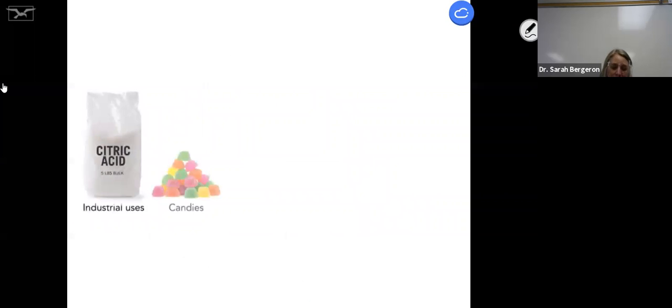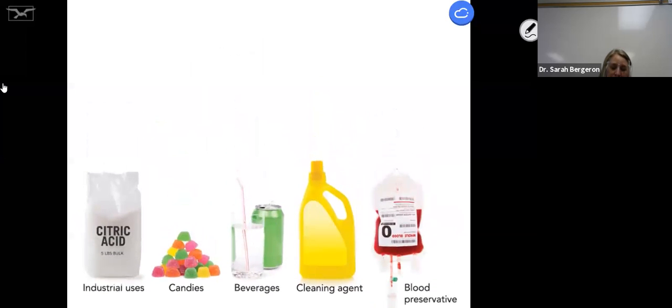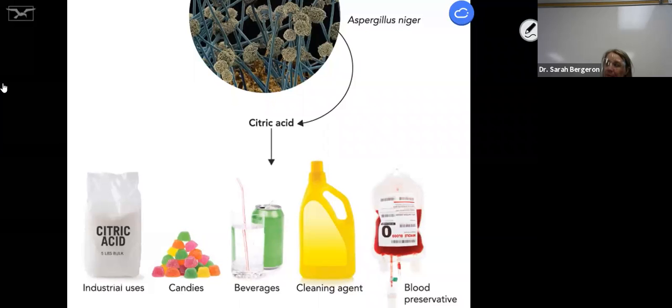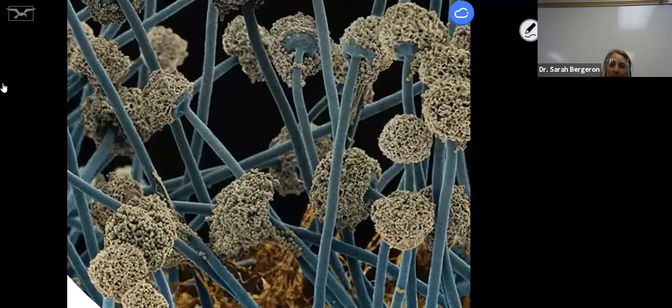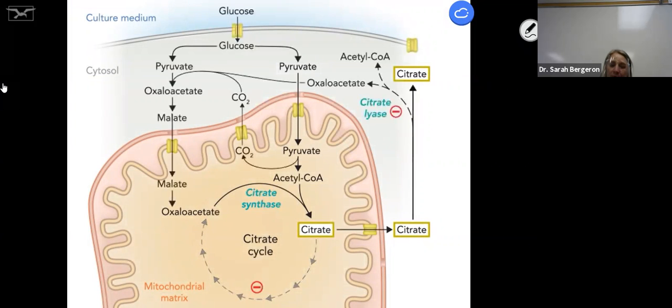Citric acid is used commercially for a wide variety of purposes. It can be isolated in great quantities from the fungal mold Aspergillus niger using fermentation methods that exploit the citrate cycle reactions. High levels of citrate synthase are found naturally in the fungus. When the other citrate cycle reactions are inhibited under certain culture conditions, citrate is overproduced by the fungus and secreted into the culture medium.